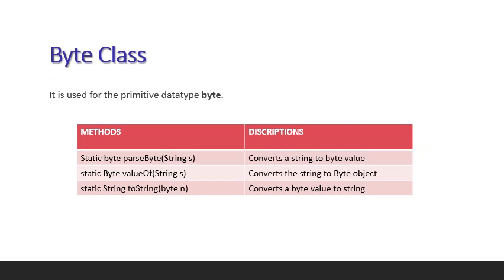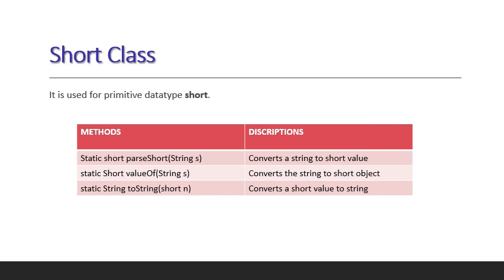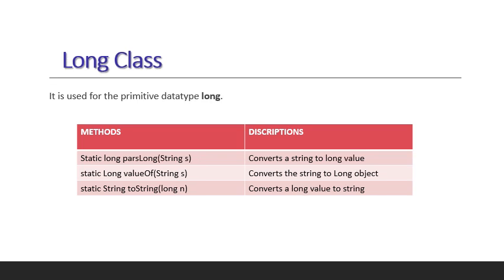Similarly, for the Byte class, we will use byte, and it works the same way: parseByte converts the string to the byte value, valueOf converts the string to the Byte object, and if we use toString(byte n), it will convert a byte value to a string. Similarly, for Short also, same case, it will convert the string to the short value, to the Short object, and the short value to a string. Long classes: similarly, as we have done for the Short and Byte classes, with Long classes also it will convert the string to the long value, to the Long object, and the long value to a string.